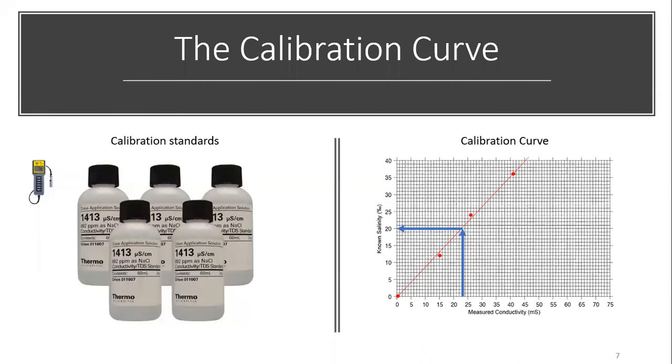The calibration curve. In this lab experiment, the use of a calibration curve was essential. By using a calibration curve, we were able to determine the salinity in parts per thousand of unknown samples. By plotting a measured conductivity to the curve, we were able to determine salinity.